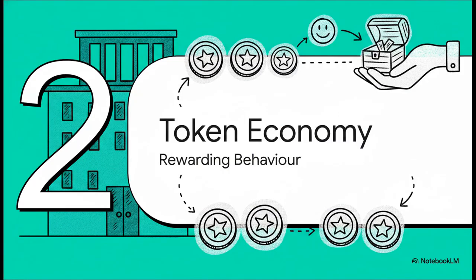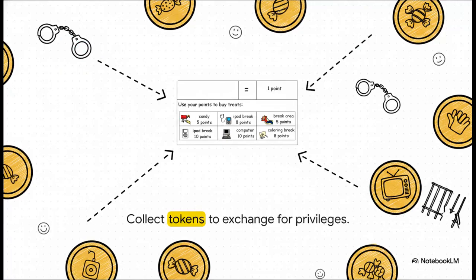Section 2, Token Economy Programs, Rewarding Pro-Social Behavior. Let's see how those operant conditioning rules actually come to life in a real-world rehabilitative setting. This program is entirely based on operant conditioning. Prisoners earn secondary reinforcers, the tokens, for being compliant and cooperative.